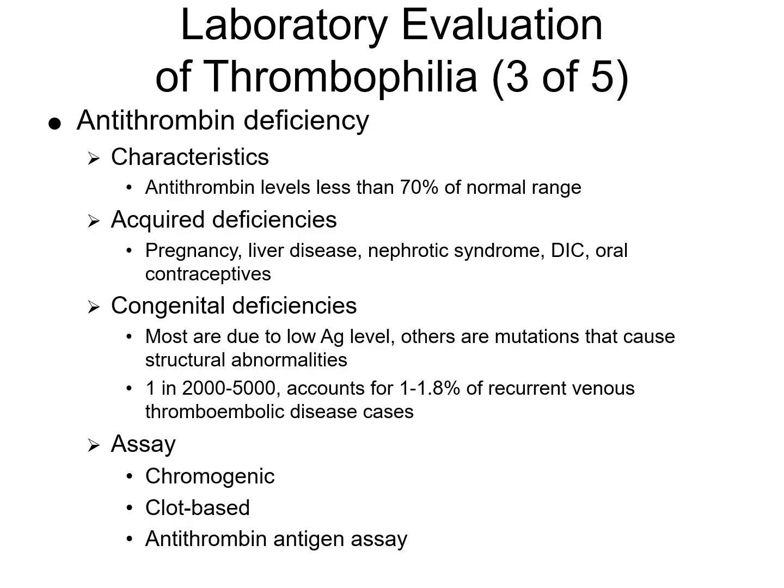Congenital deficiencies are often caused by reduced antigen levels. Some cases involve structural abnormalities due to gene mutations. The prevalence is approximately 1 in 2,000 to 5,000 individuals, and this accounts for about 1 to 1.8% of recurrent venous thromboembolic disease cases. To diagnose this, we could do a chromogenic assay, which would measure the antithrombin functional activity.